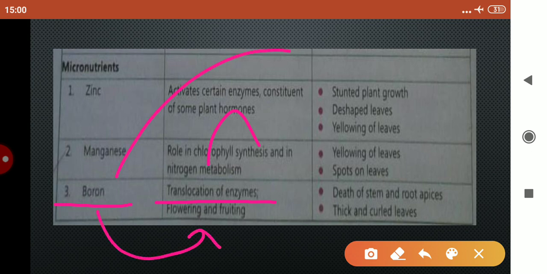Now the deficiency of boron results in death of stem and root apexes. Now children, at the root apex actively dividing cells are present, and these actively dividing cells are called meristematic cells. If the root apex has died, this means meristematic cells are not active there, and because of that roots will not grow. Now the second symptom is thick and curled leaves.